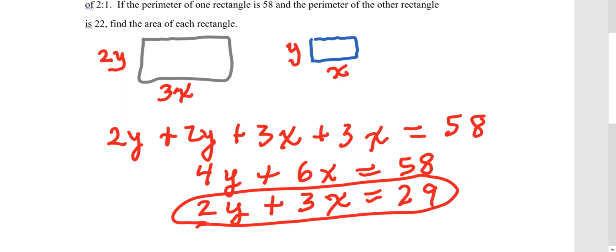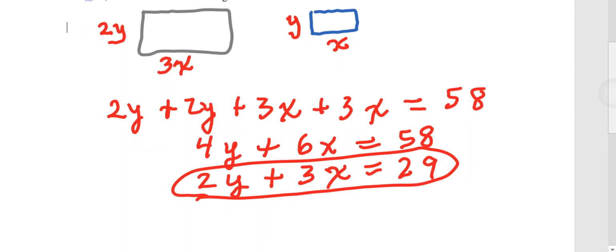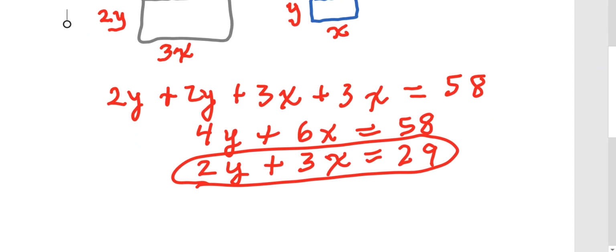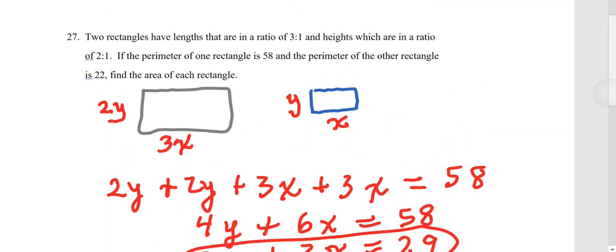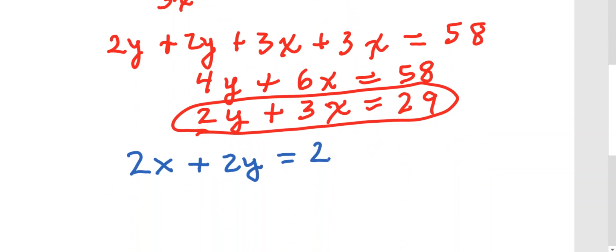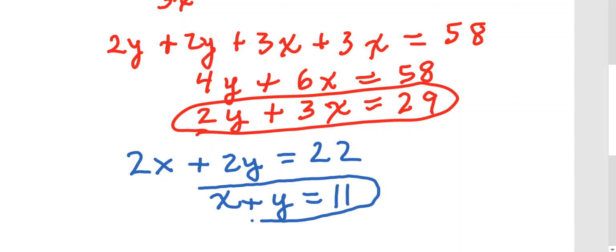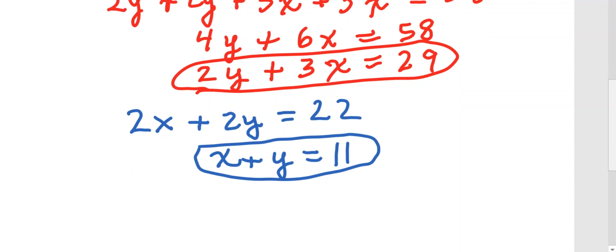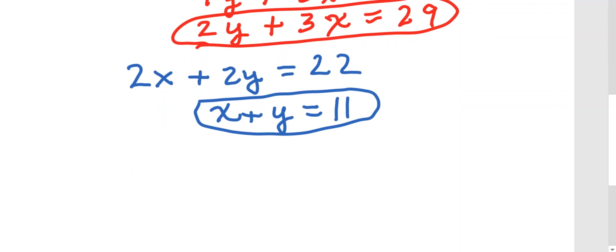We need another equation to be able to solve this. So let me change colors. I'm going to go to the smaller rectangle now. And similarly, we're going to have 2x plus 2y equals, let's see what the perimeter is, 22, right over here. So that's 22. Once again, I'm going to reduce so that x plus y is 11. So I've got my two equations. So I'm going to put them together to solve now.